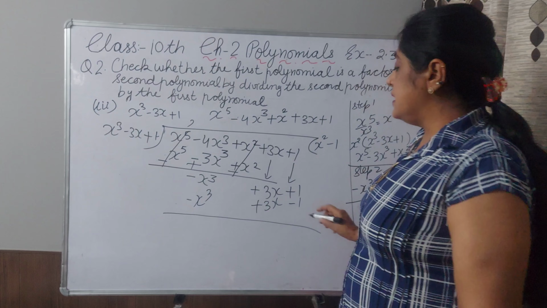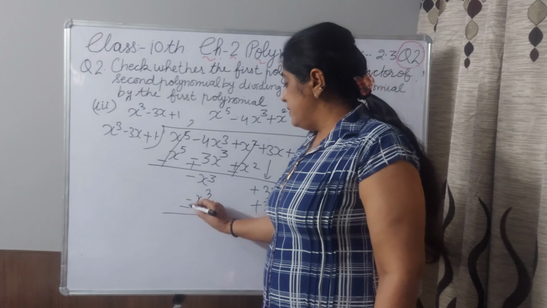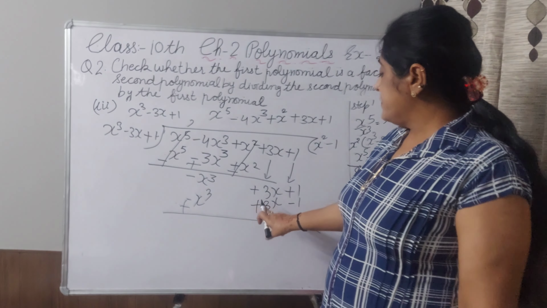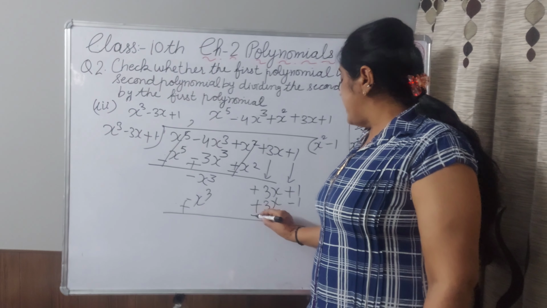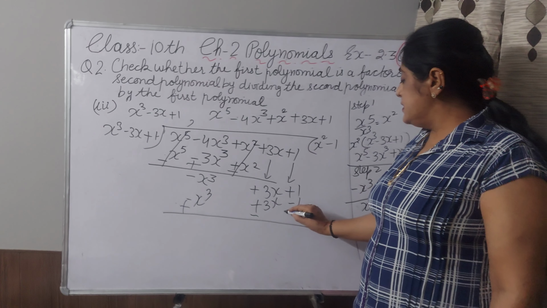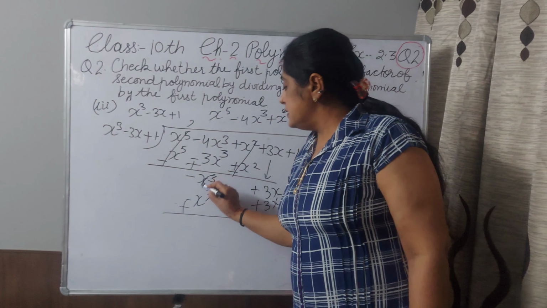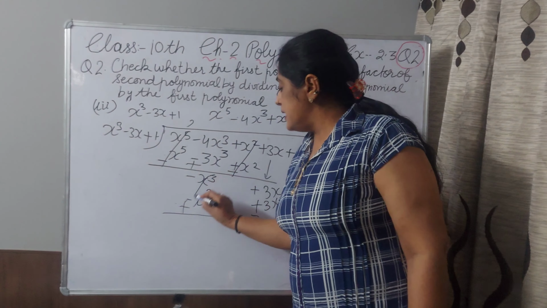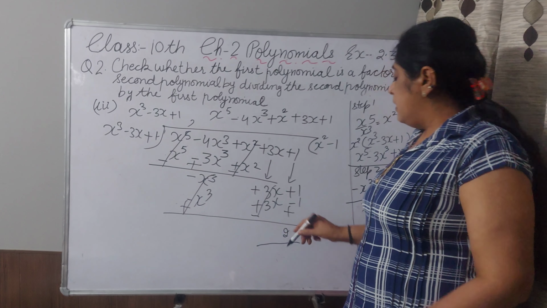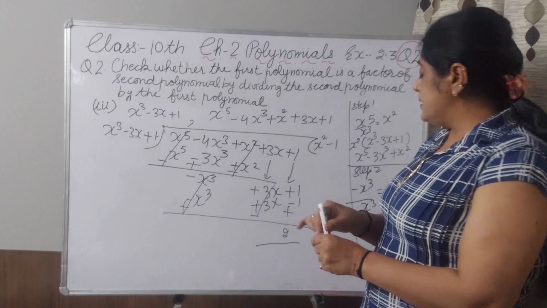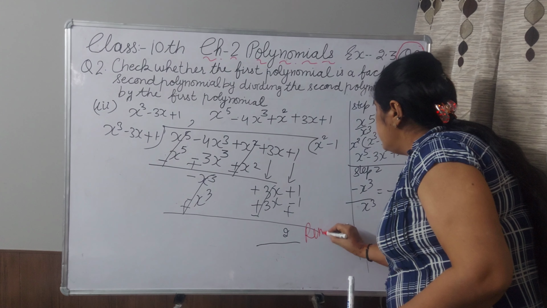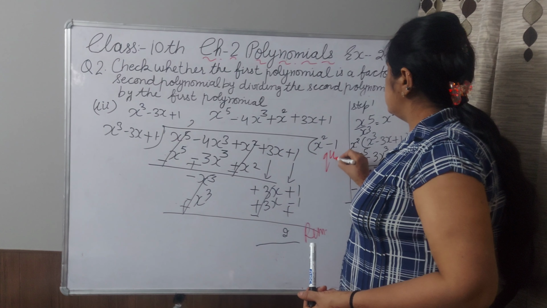Next step is change the sign. This is negative, change into positive. This is positive, change it to negative. And this is negative, change into positive. This negative and positive cancel. This will cancel. Plus 1 and plus 1. Our remainder is coming plus 2. And this is our question.